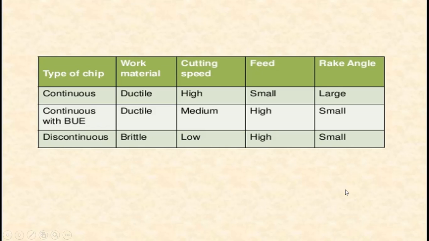Here in this table we have the type of chip formed, the type of material used, cutting speed, feed and rake angle. First, continuous chips are formed in the case of ductile material when cutting speed is high, feed is kept smaller and rake angle is also kept smaller. A discontinuous chip will be formed when machining brittle material with low cutting speed, high feed and smaller rake angle. Last, continuous chips with BUE are formed when machining ductile material with medium cutting speed, high feed and smaller rake angle.